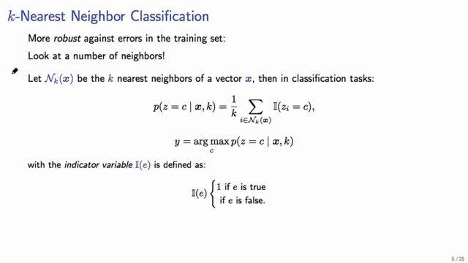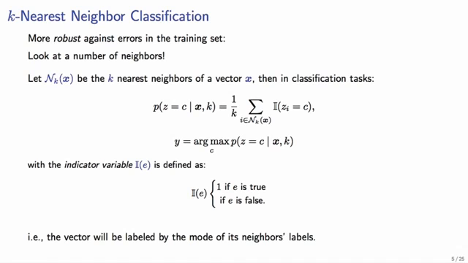Let's first look at what this means for a classification. If N_k(x) is the set of the k nearest neighbors for a new unseen vector x, then in classification, we calculate the probability that we will classify that point as a certain class C as the fraction of points in that neighborhood with class C. In order to compute our target, we again take the arg max over all those probabilities. So this means that a new unseen point will be labeled by the mode of its neighbors' labels.